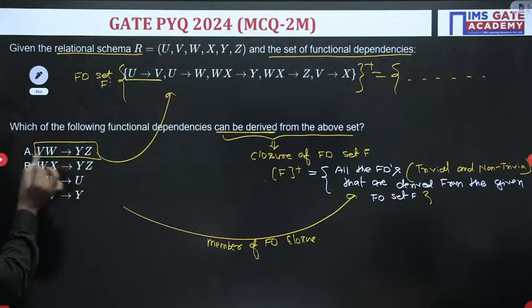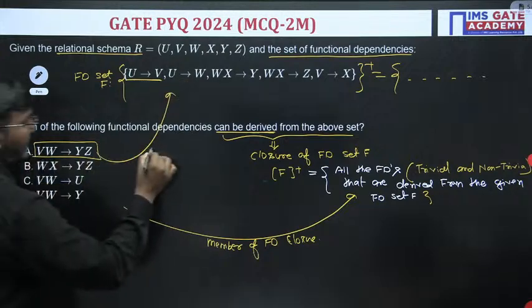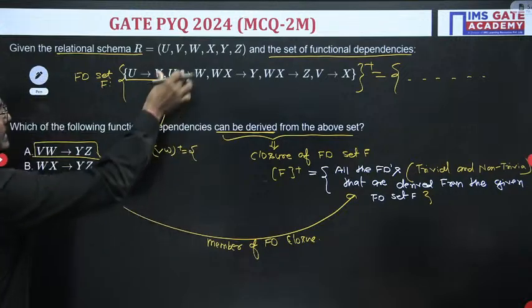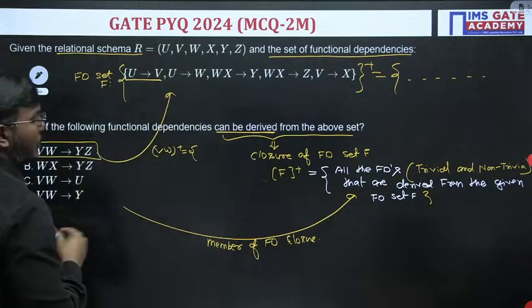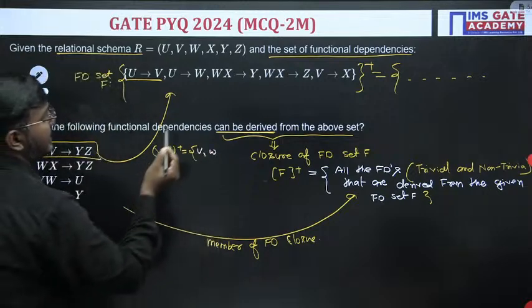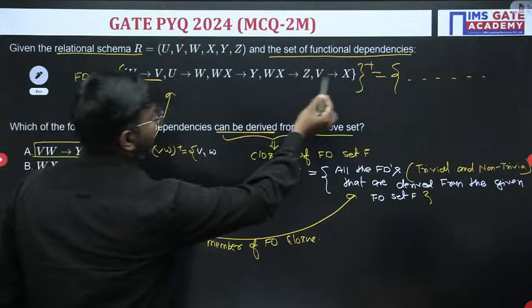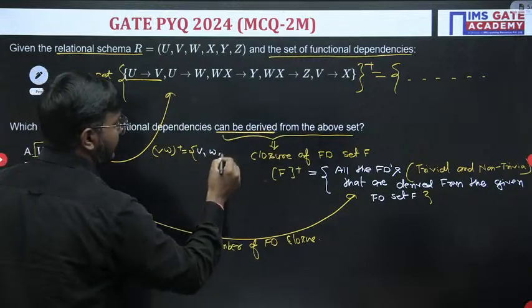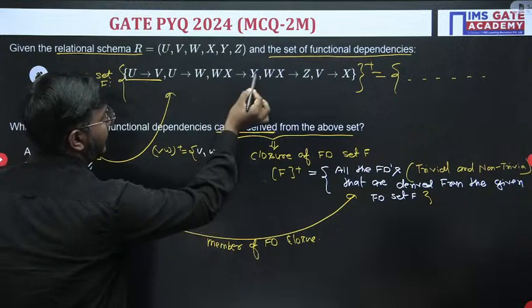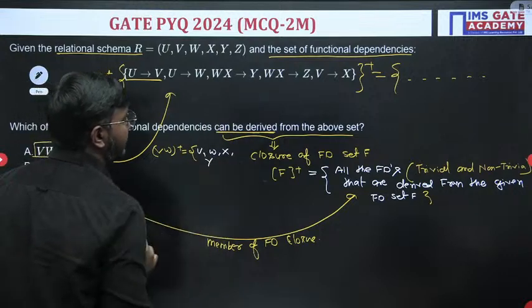Simply find the closure of the LHS here, the closure of VW, V and W. What is the VW closure on these given FD sets? VW closure will be V, W, and anything else? Using V I can get X here. Now using W and X I can get Y, so Y will be added to this set.